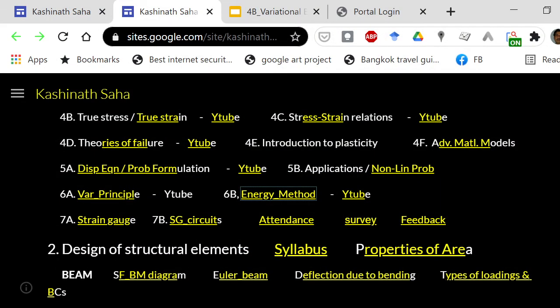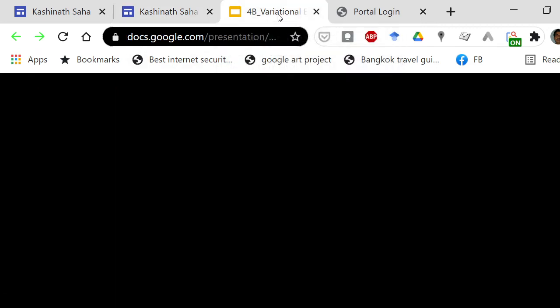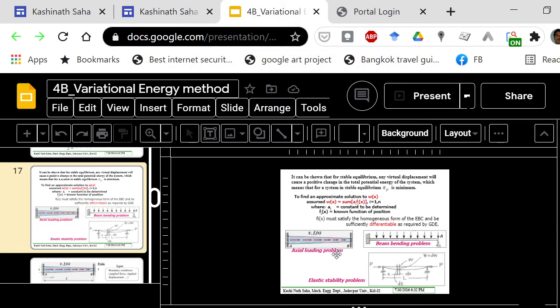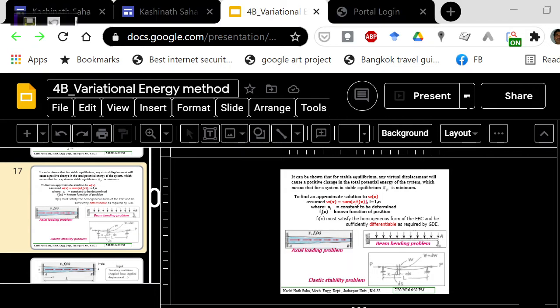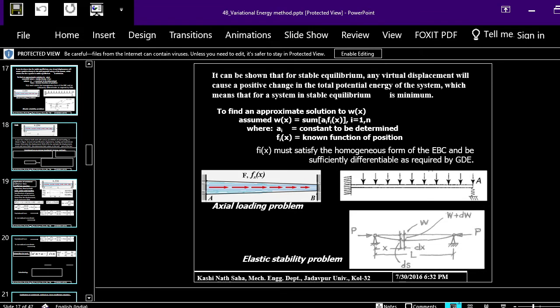So today we will continue with our lecture on energy methods. This is the second part of the lecture. So today what we are going to do is show you how to solve such problems. Okay. So this slide, let me present, okay, from the downloaded one.